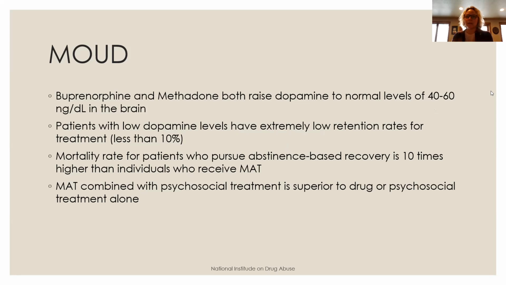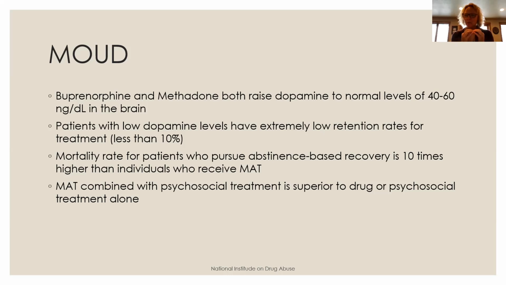So again, when we talk about dopamine levels and we look at buprenorphine and methadone, they both raise dopamine to normal levels, right? Because that's one of the things that people say, well, they're just getting high on their methadone, they're just getting high on their Suboxone. Well, actually, they're not, because the high comes from the dopamine, and this is really just bringing it back to normal. So that subacute withdrawal that we talked about, where they're profoundly depressed and anhedonic for months at a time, that really goes away.